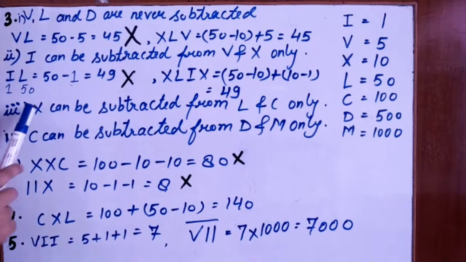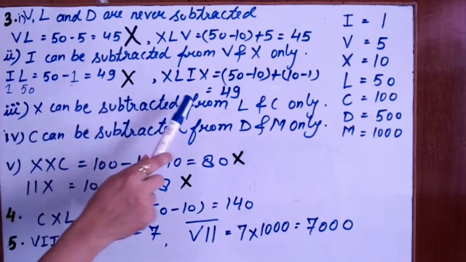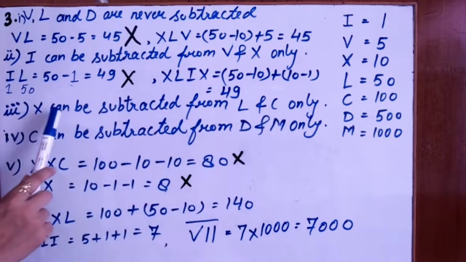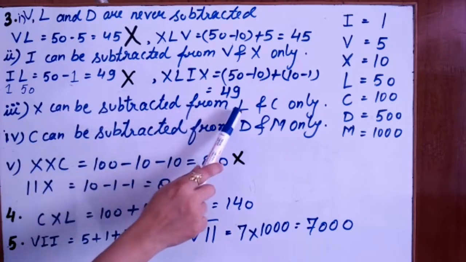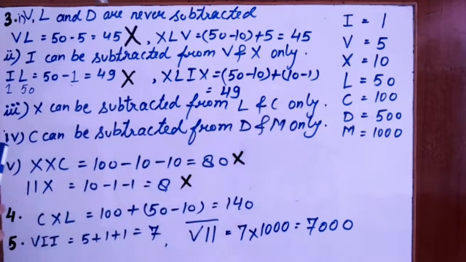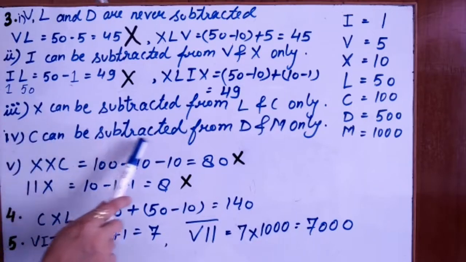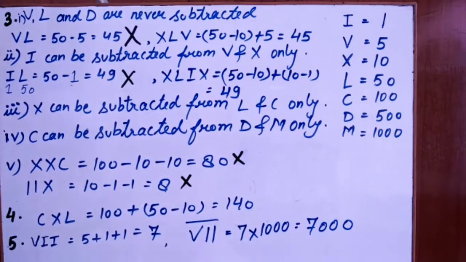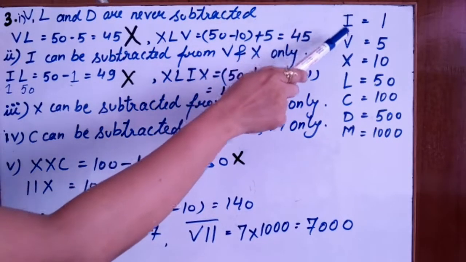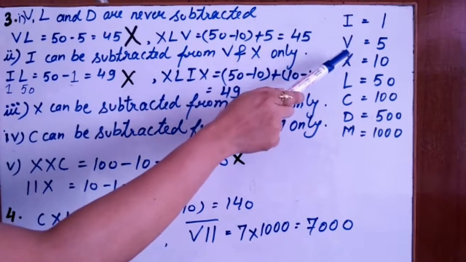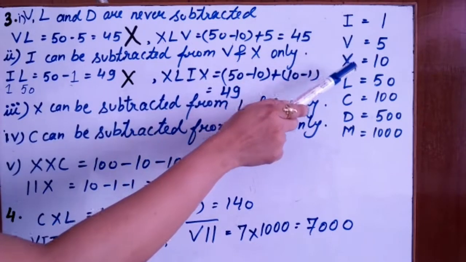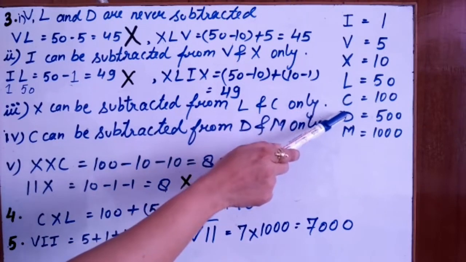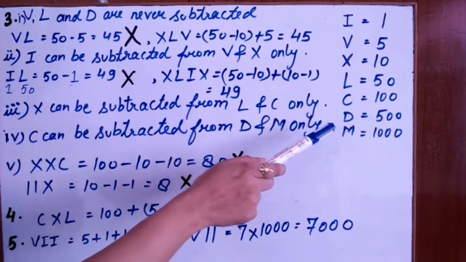The third one is X can be subtracted from L and C only. I repeat, X can be subtracted from L and C only. Fourth, C can be subtracted from D and M only. I repeat, I can be subtracted from V and X only. X can be subtracted from L and C only, and C can be subtracted from D and M only.